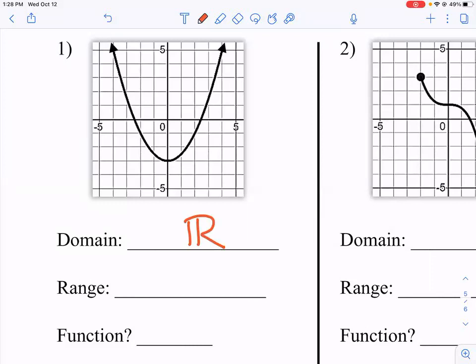Okay, however, when we scan from bottom to top, notice how I have nothing down here.